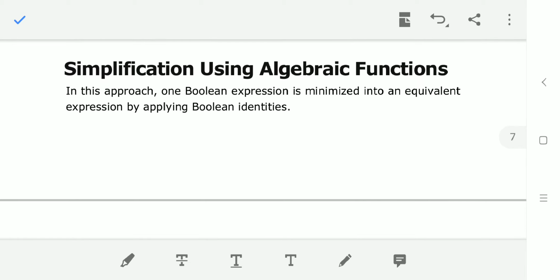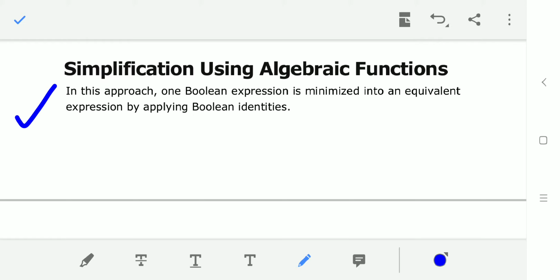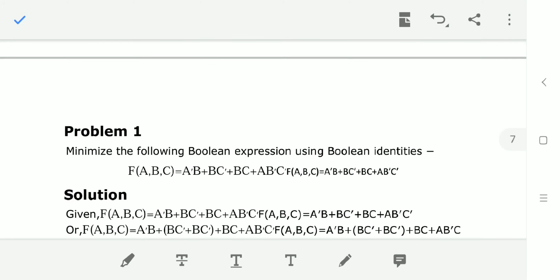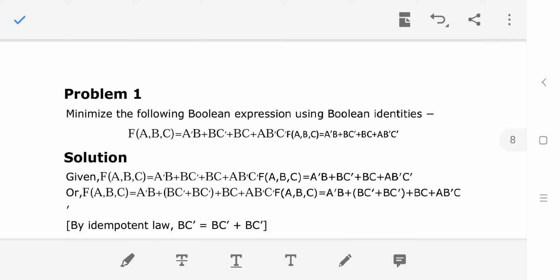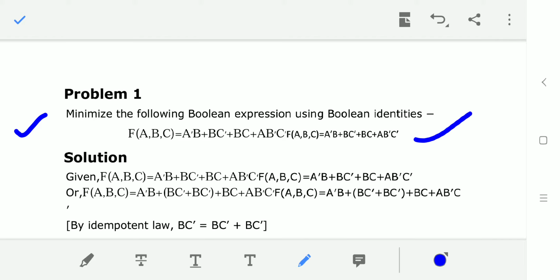Simplifications using algebraic functions. Problem: minimize the following Boolean expression using Boolean identities. If F is ABC, then ABC in this form, you can understand it. And the given solution is in this way.